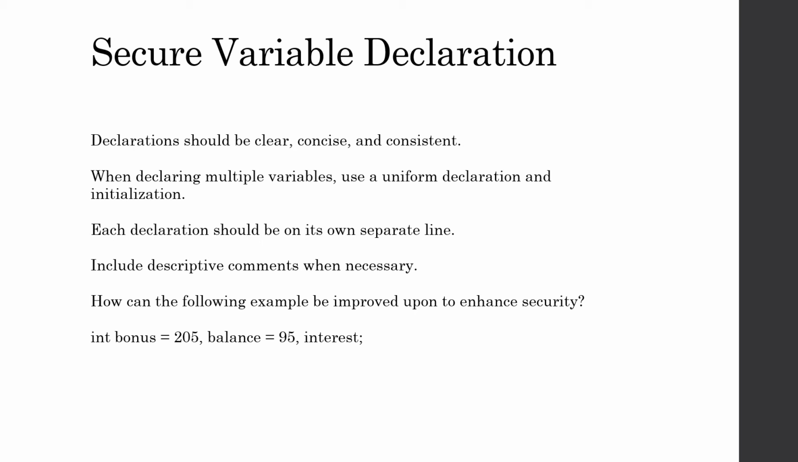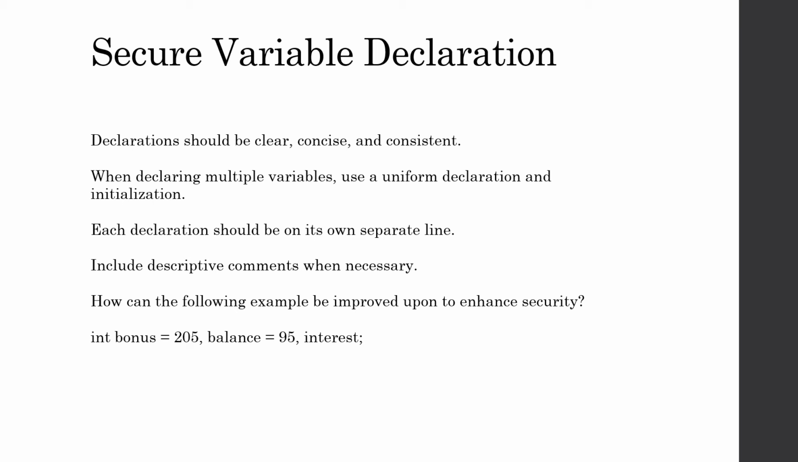Each one of our declarations should be on its own separate line, and we should also include some descriptive comments whenever necessary. So maybe if we're dealing with a particular variable whose purpose we don't immediately recognize, say maybe we worked on a particular program at one point, we close that program, we come back to it a week later, we look at the variables and we wonder why did I put that there? Probably a good idea to include a comment letting you know why it's there.